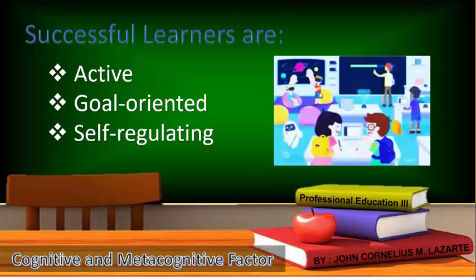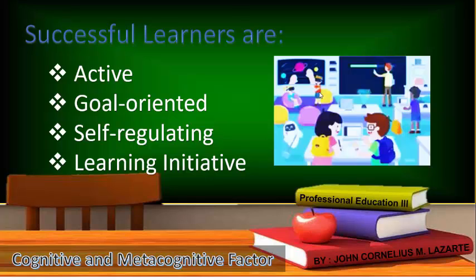And the last one is learning initiative. They must assume personal responsibility for contributing to their own learning. Students must not blame teachers for what they have only learned in the lesson. Instead, they must be accountable for their own learning outcomes. So those are the characteristics of a successful learner.